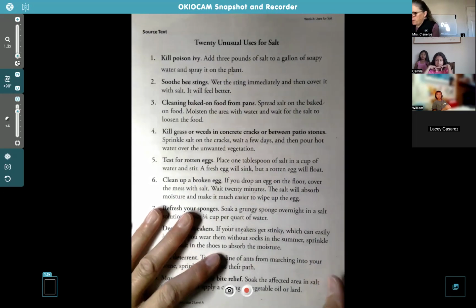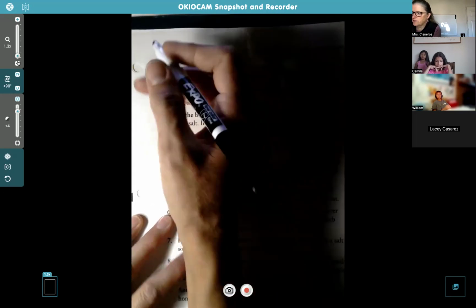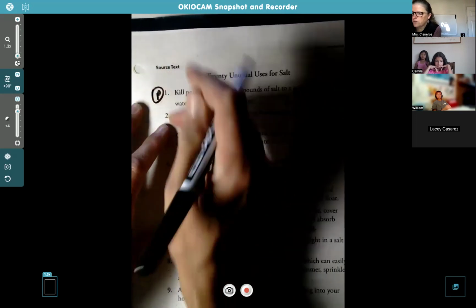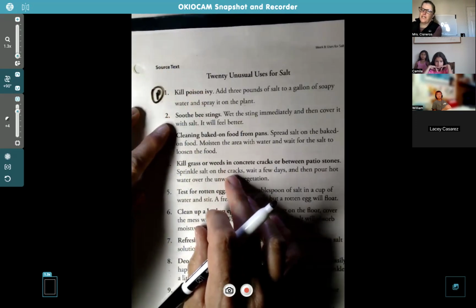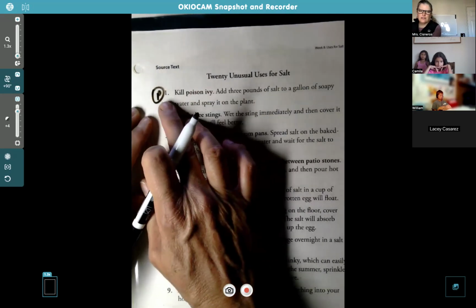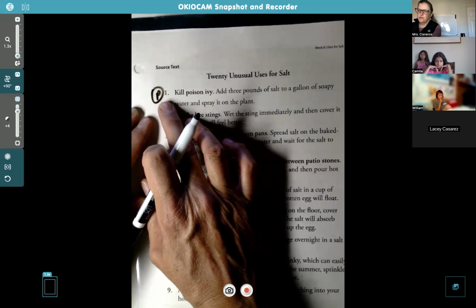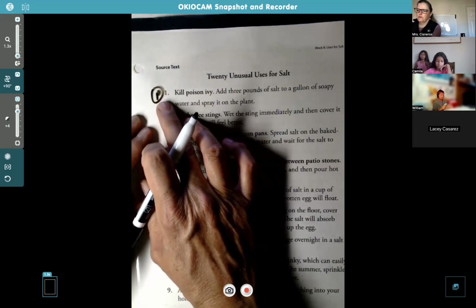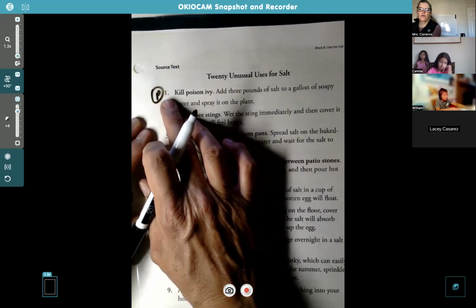So I'm going to label this one. Next to the number 1, I'm going to put a P with a circle around it. That's going to stand for plant. Okay? So you can use salt on plants to kill plants you don't want. So go ahead and write that in on your paper. A P with a circle around it next to number 1.